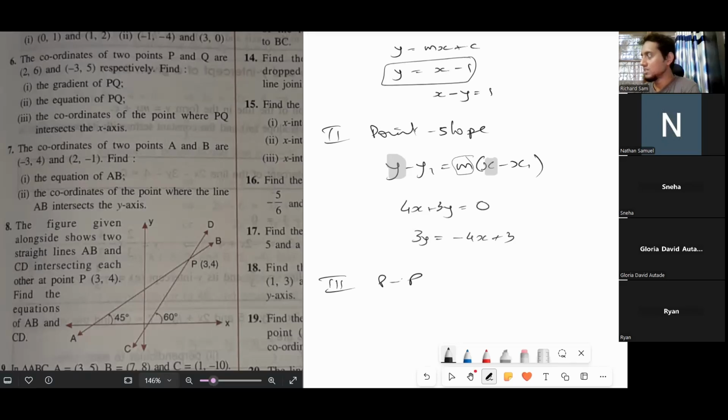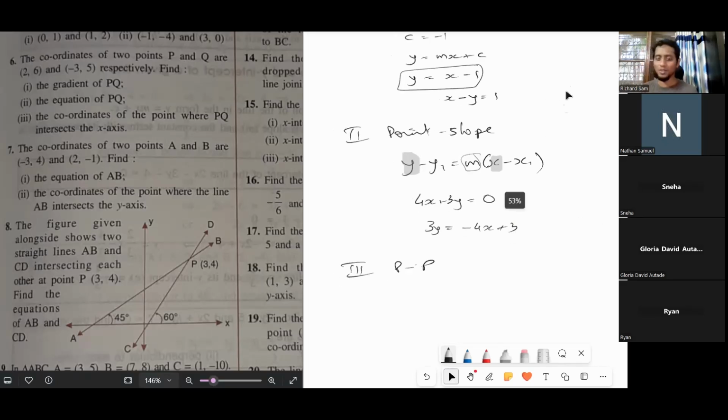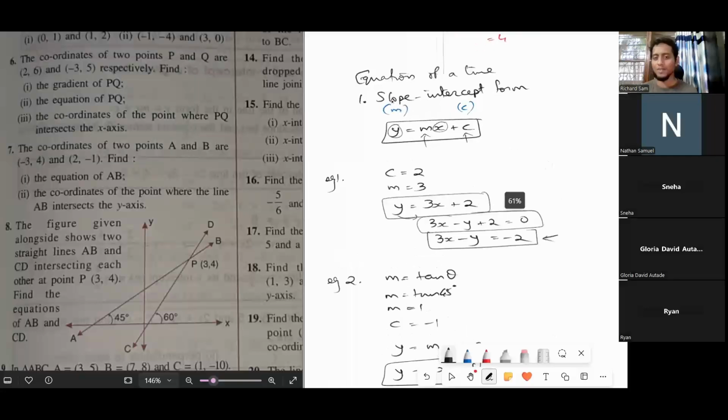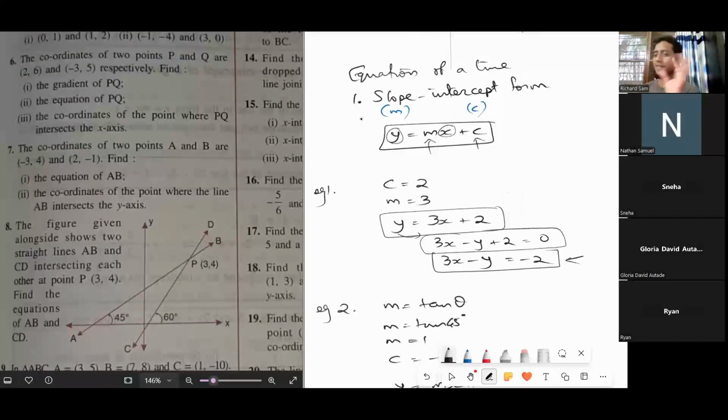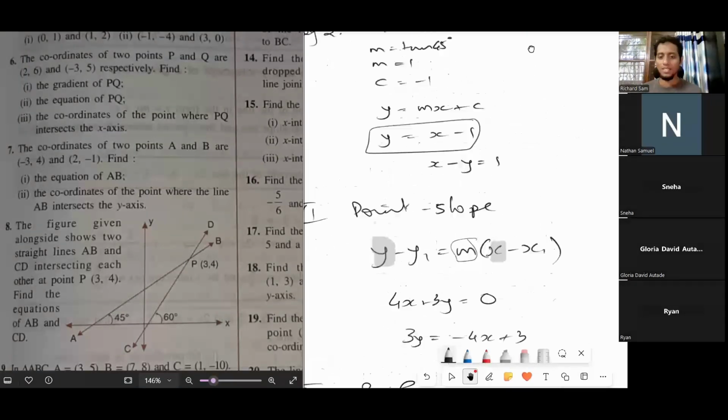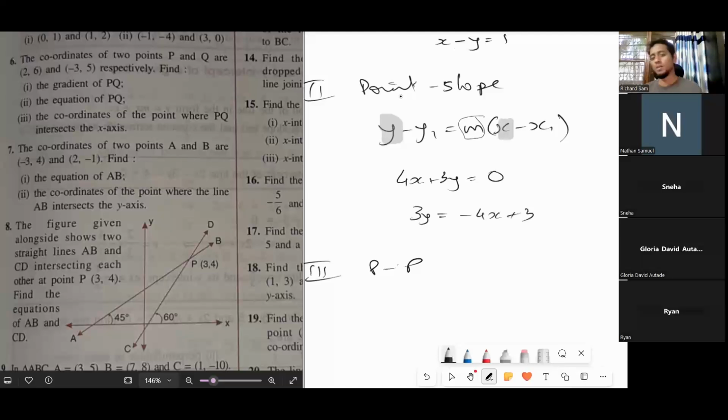Is that clear? Okay. Just a revision of all the 3 ways to find the equation of a line. First is the slope intercept form. This is if you have m and c. Sometimes instead of m you will have theta, but you can find m and then use this form, y is equal to mx plus c. The second formula is if they give you a point and a slope, then we have this direct formula where y minus y1 is equal to m into x minus x1. We substitute the values of m and x1, y1.